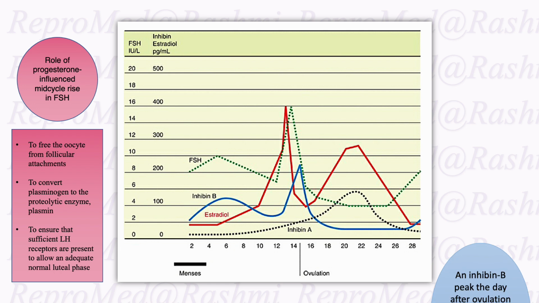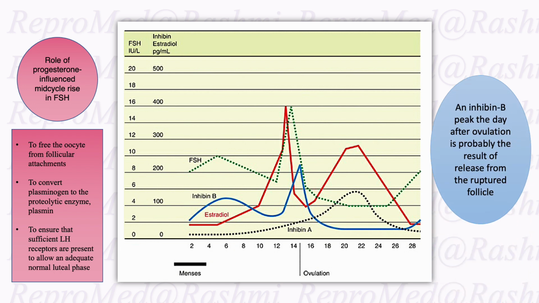Another thing we need to see here is inhibin B, which peaks, the blue peak, after ovulation. Where is this inhibin B coming from? It is most probably the result of release from the ruptured follicle.